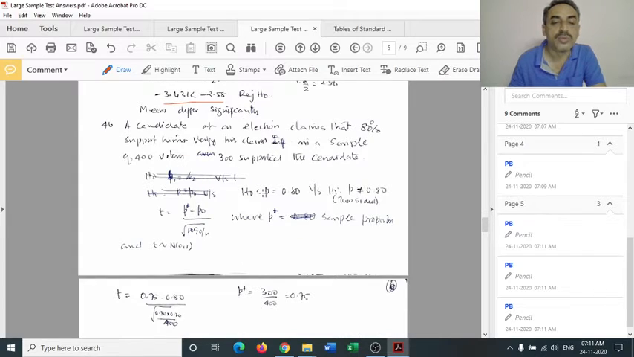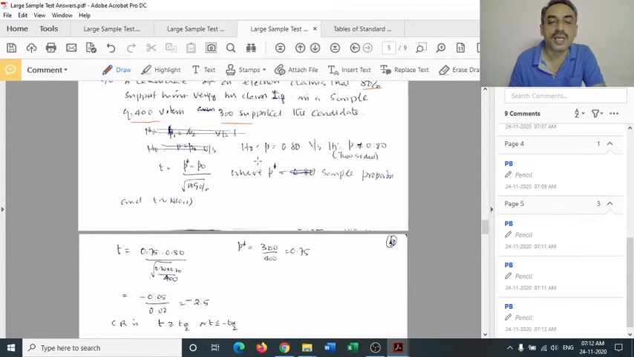Next, our aim is to test that a proportion has a specified value. Here a candidate at an election claims that 80% support him. To examine this, he takes a sample of 400 voters and 300 supported the candidate. Based upon this data, can he accept the claim of 80%? There is a slight difference between his claim and the data. Is it true to accept the claim, or is the difference significant or not?